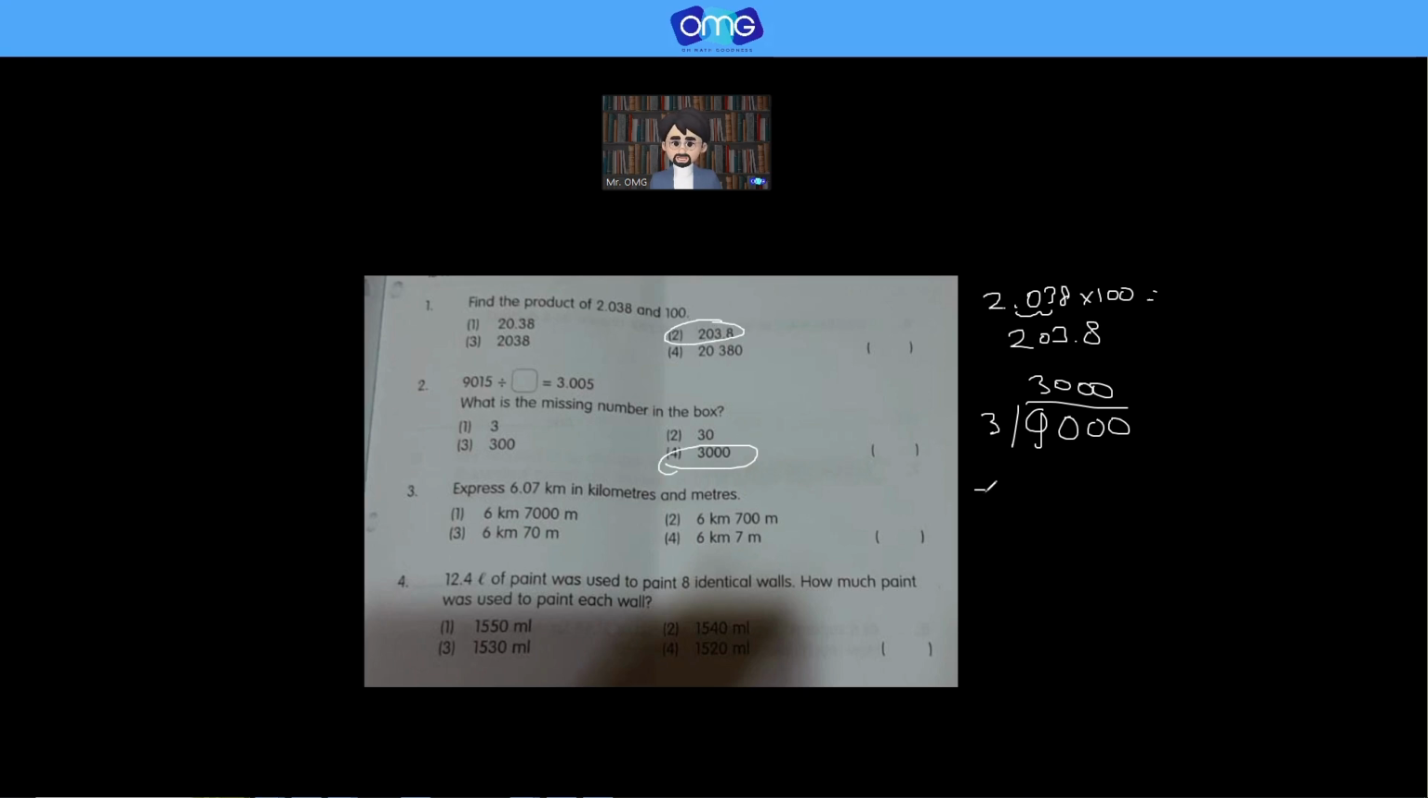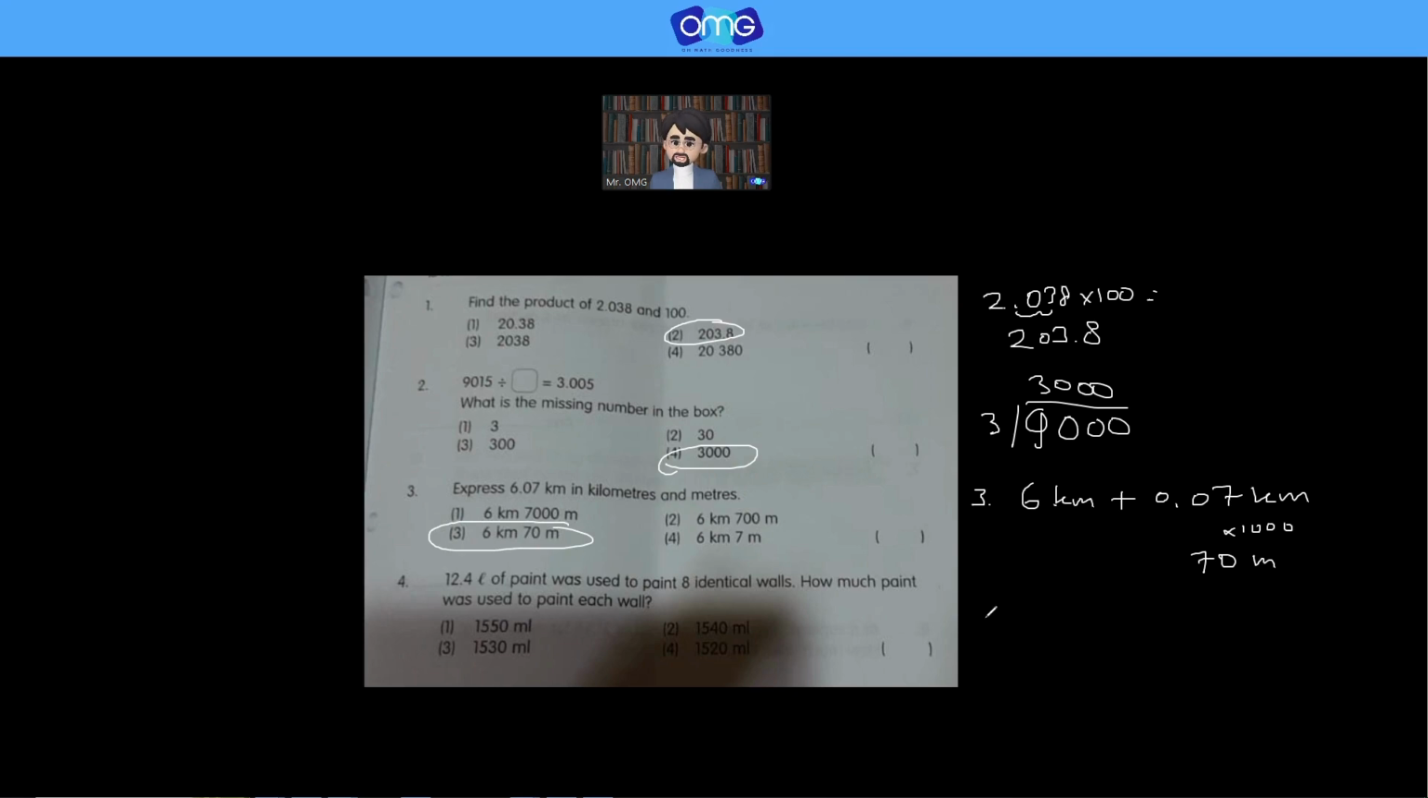Number 3. 6.07 kilometers in kilometers and meters. This is 6 kilometers plus 0.07 kilometer. And 0.07 kilometer times 1,000 meters, because 1 kilometer is 1,000 meters. So this is 70 meters. So the answer is this.